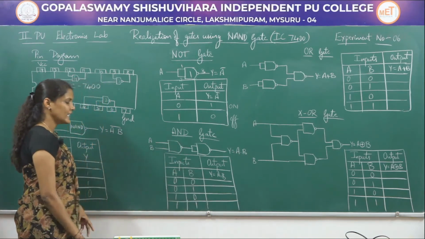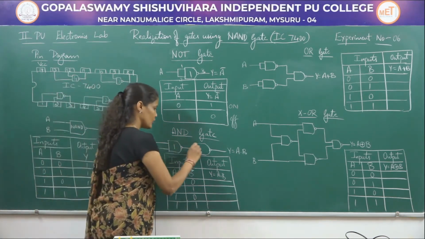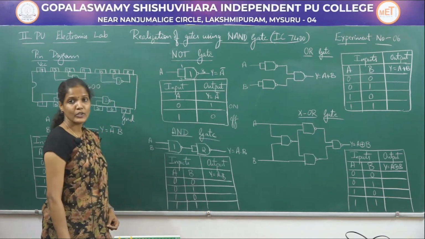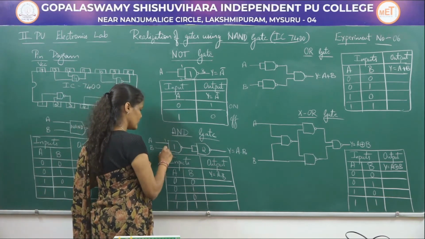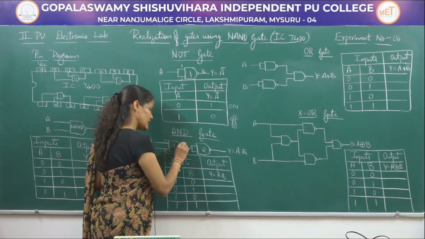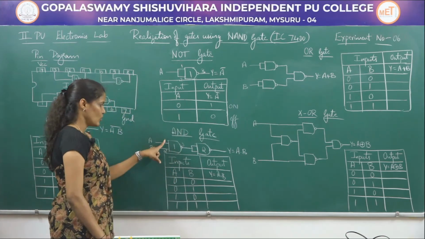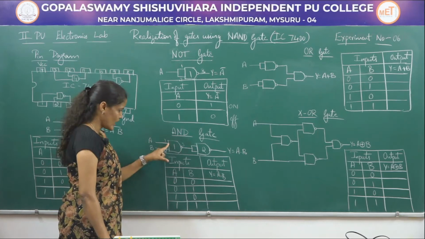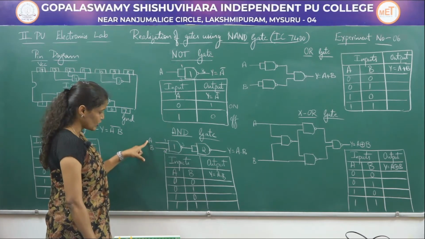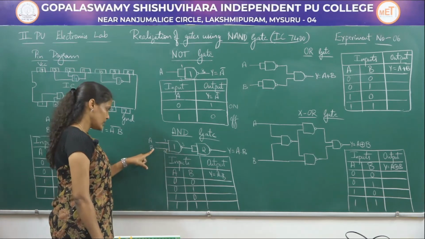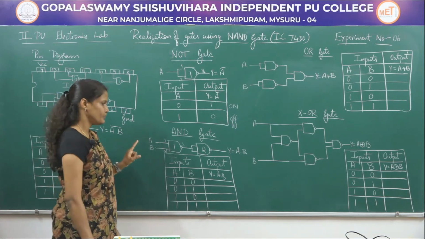Coming to this AND gate, here I am having two gates. Let me name them 1 and 2. The input pins of gate 1 are 1 and 2 and the output pin of gate 1 is 3. So 1, 2, 3. Pin number 1 of the NAND gate, IC 7400, is directly connected to one of the inputs. Pin number 2 is directly connected to another input.